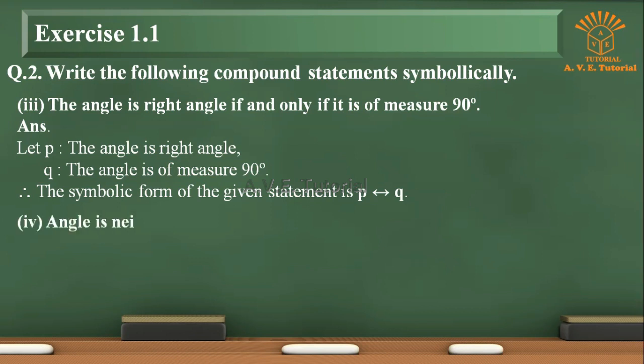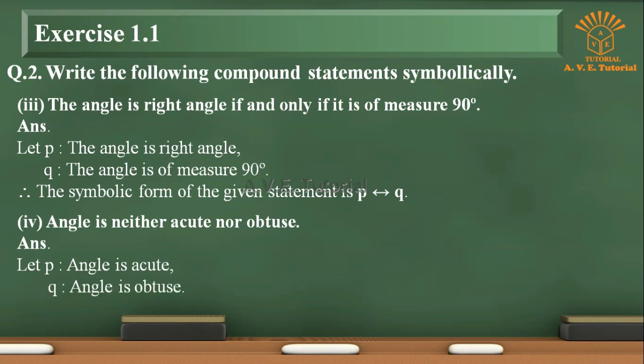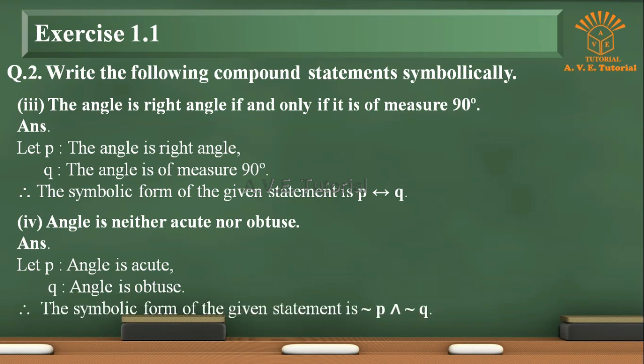Fourth, angle is neither acute nor obtuse. Answer. Let statement P be, angle is acute. Statement Q be, angle is obtuse. Therefore, the symbolic form of the given statement is negation of P, conjunction negation of Q.